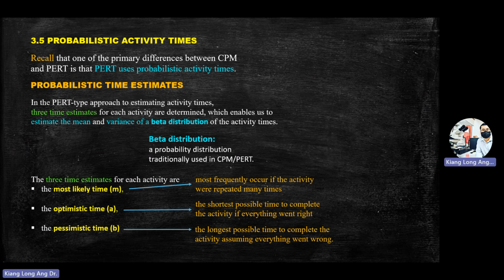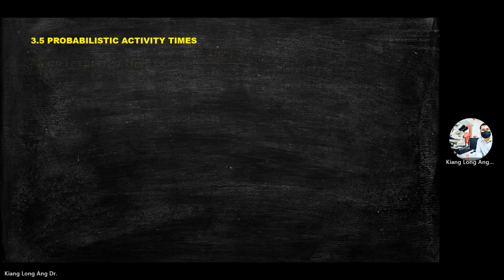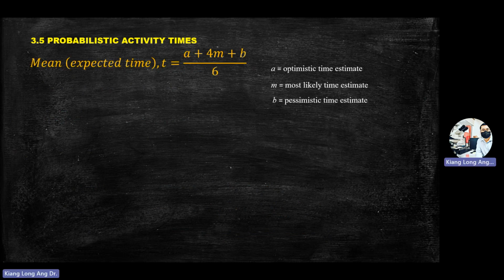Okay. Most likely is the normal analysis. Optimistic, you find the shortest. Pessimistic, you find the longest possible time to complete. Okay. First equation, you find mean. Mean equals A plus 4M plus B divided by 6. This equation should be familiar if you learn statistics.